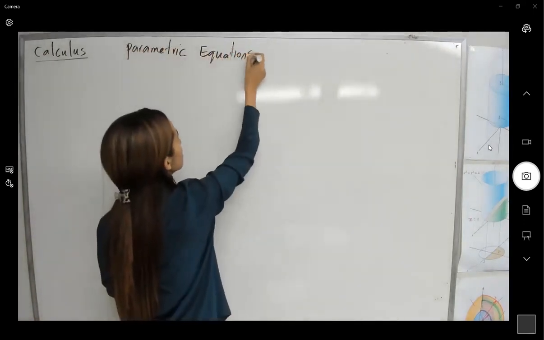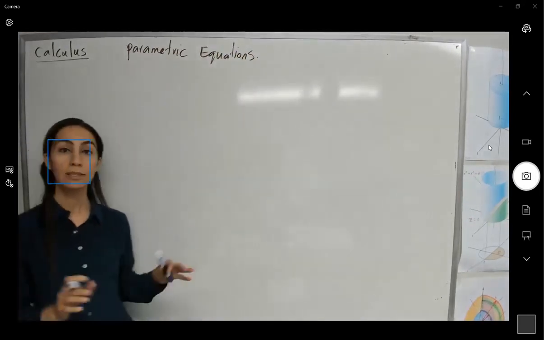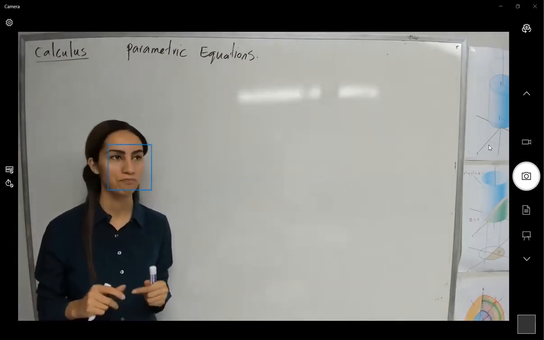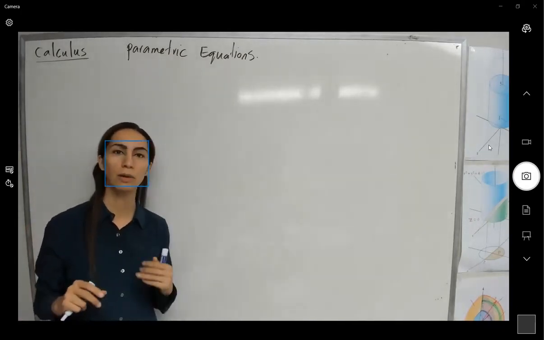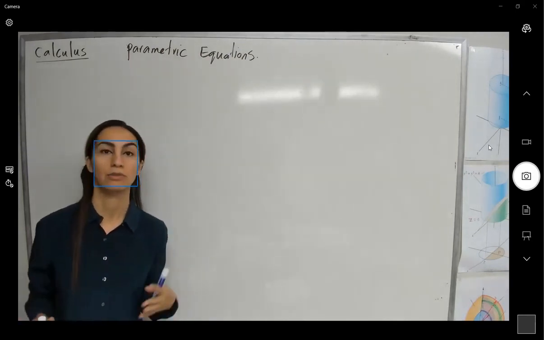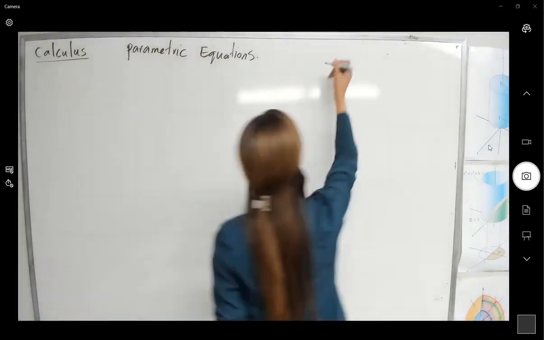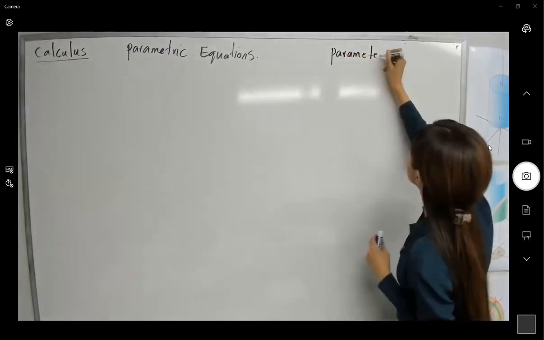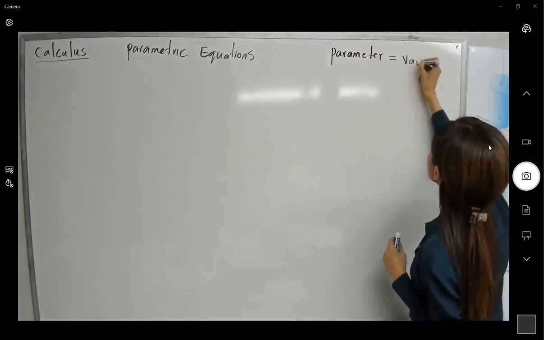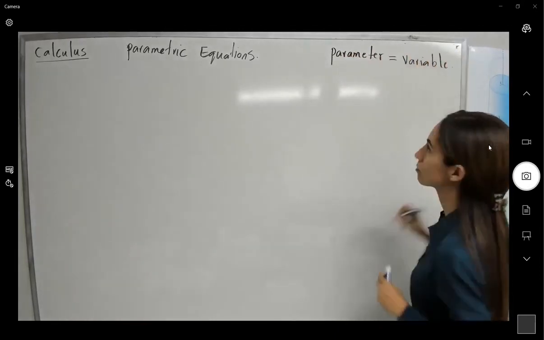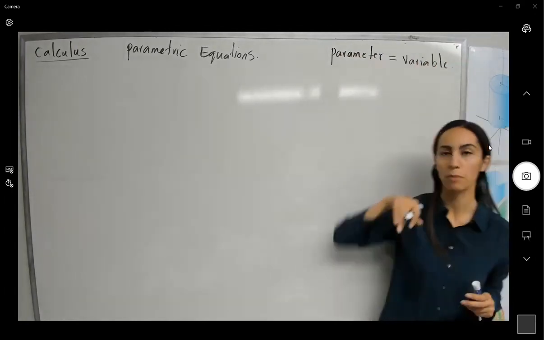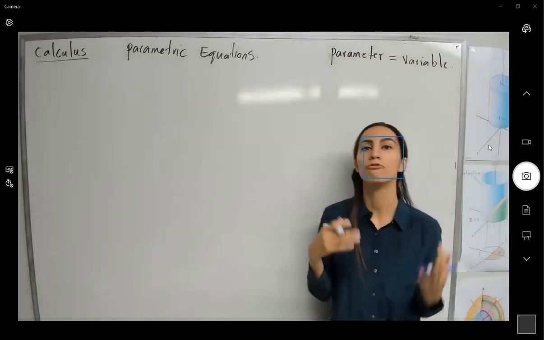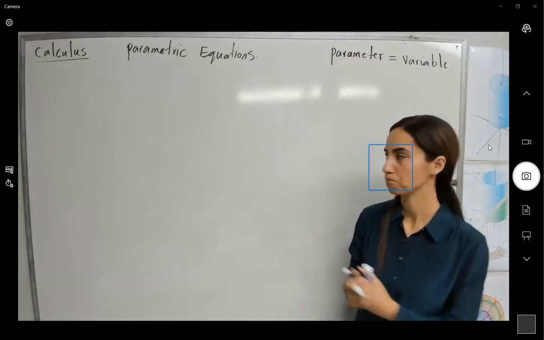Equations and their graphs, and we're going to learn how to do calculus on parametric equations. So what are parametric equations? First of all, when we are talking about a parameter, it means that we are talking about a variable. So this is the first thing. A parameter is equivalent to a variable. When we're talking about parametric equations, in general, we're introducing a new variable to the equation.